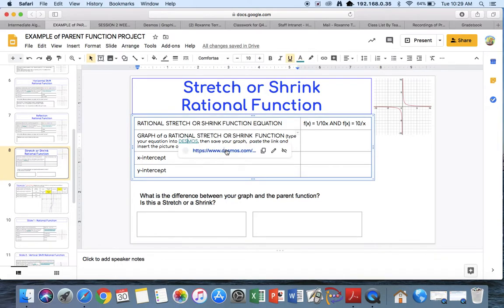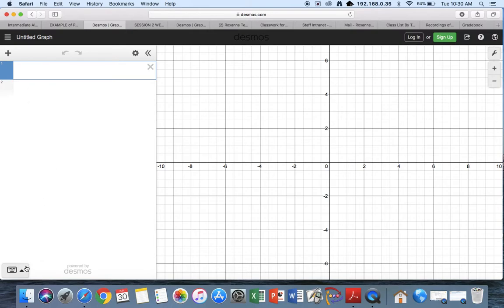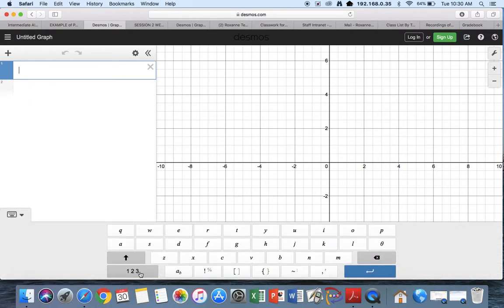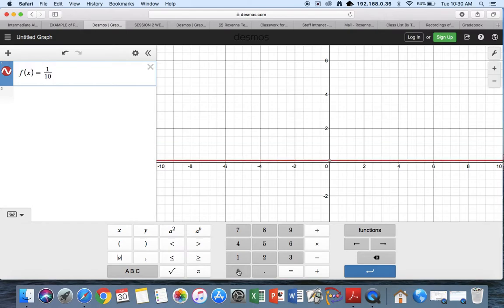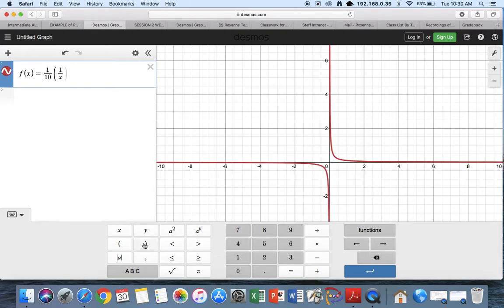I'm going to go to Desmos and type that in. So I'm going to use my keyboard. f of x is equal to 1/10 times, well, that's not how I wanted it, so let's go back. Go over 1/10 times your actual function, which in this case is 1 divided by x, because I am using the inverse function.